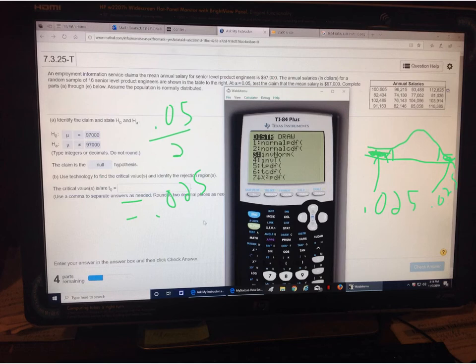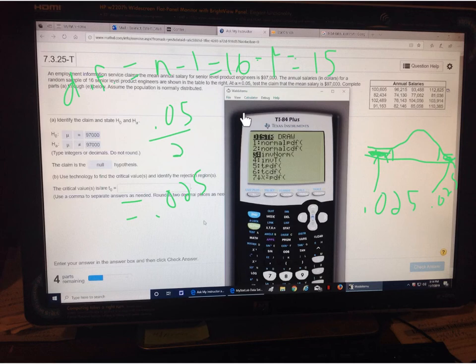So first, I guess we also need to... You have 16 senior level product engineers. There's 16 pieces of data here, and so your degrees of freedom, the formula is n minus 1. So in this particular case, it'd be 16 minus 1. So the degrees of freedom are 15. And so that's two things you need to use, either StatCrunch or the calculator.